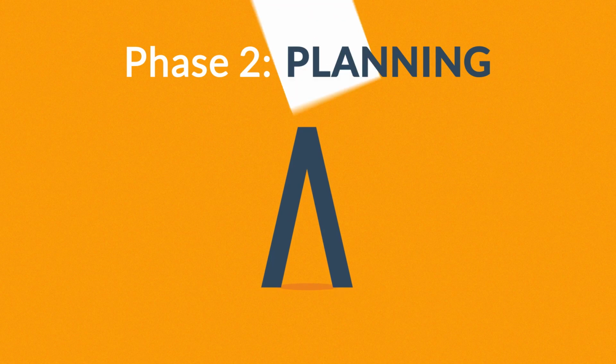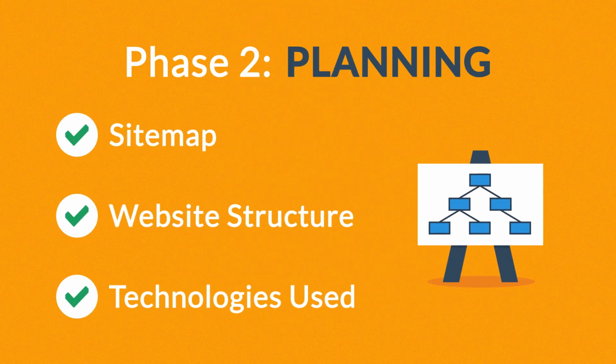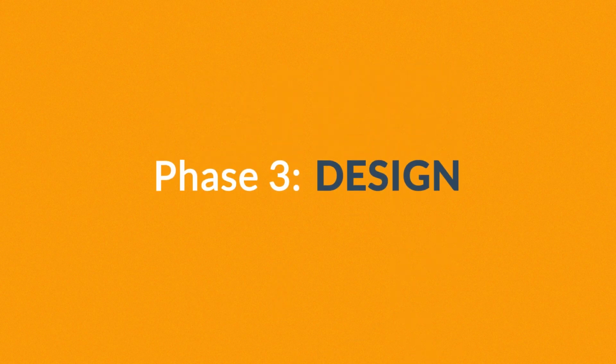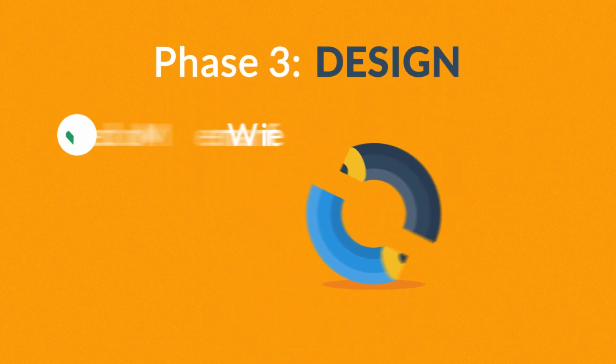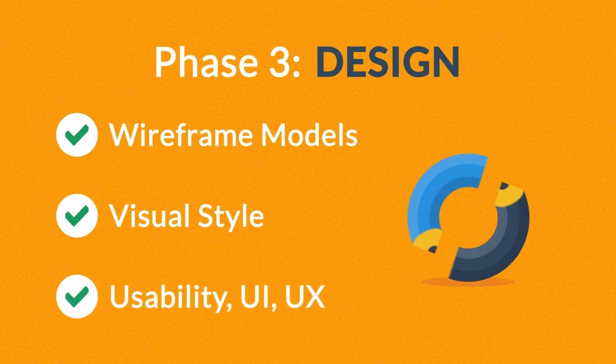Phase 2. Planning. A plan includes a definition of the sitemap, structure, and technologies that we're about to use. Phase 3. Design. Not only do we focus on wireframe models and the visual style in this stage, but also on the usability of the user interface for the best possible user experience.